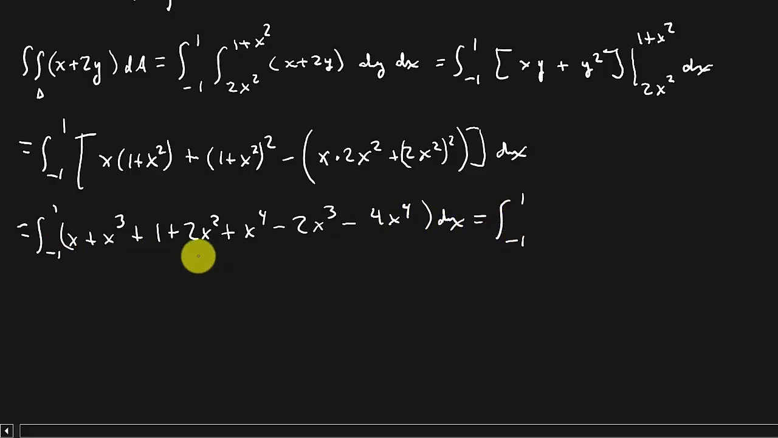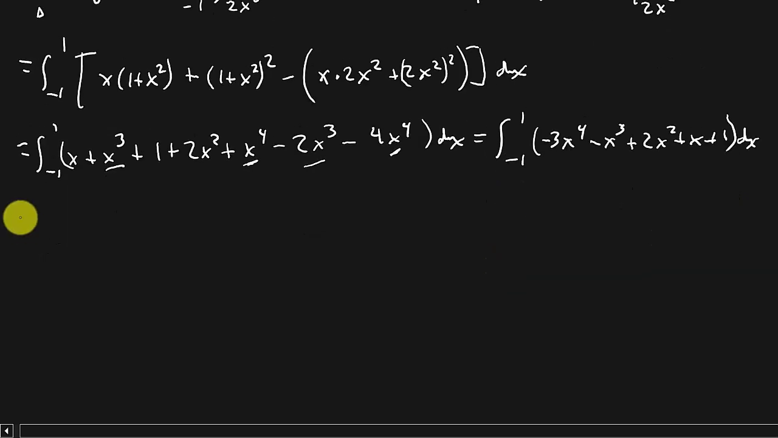And so now we're going to combine like terms. That's -3x to the 4th. Okay, so that takes care of that one and that one. And then we've got minus x cubed. So that takes care of that one and that one. And then plus 2x squared plus 2x squared plus x plus 1 dx.